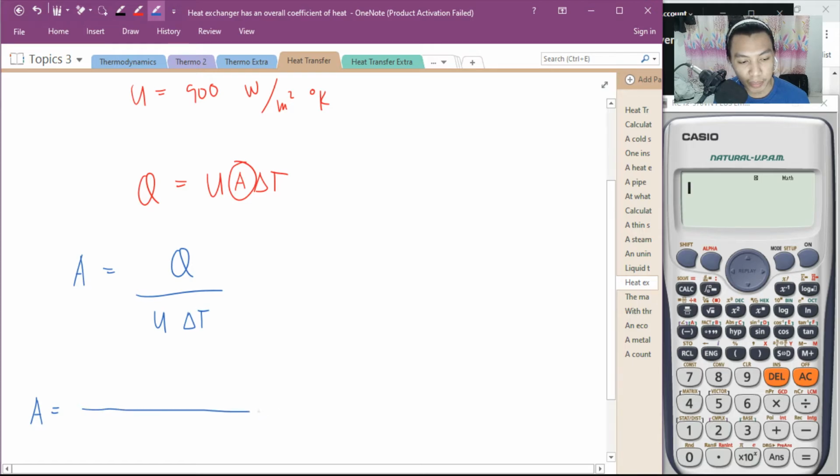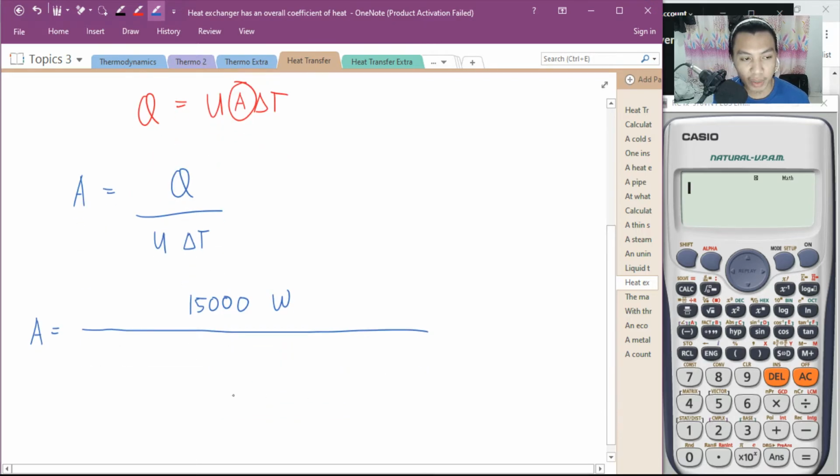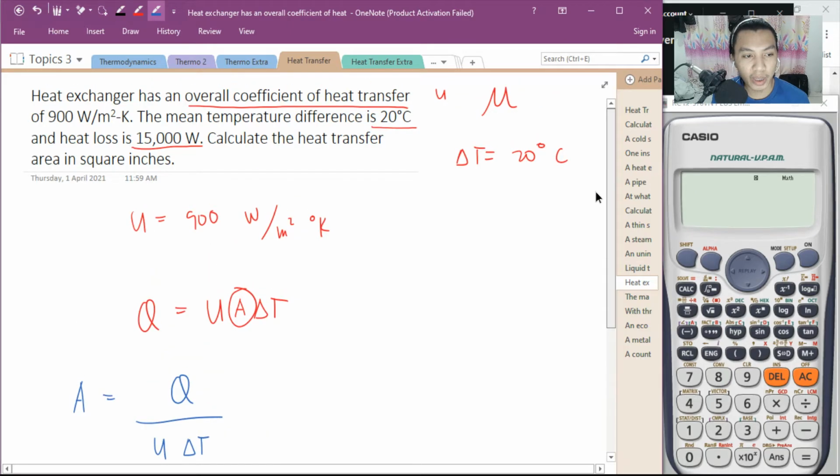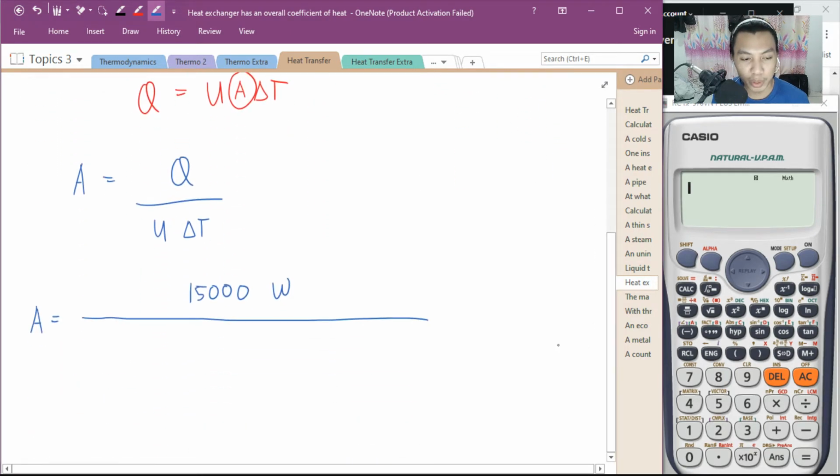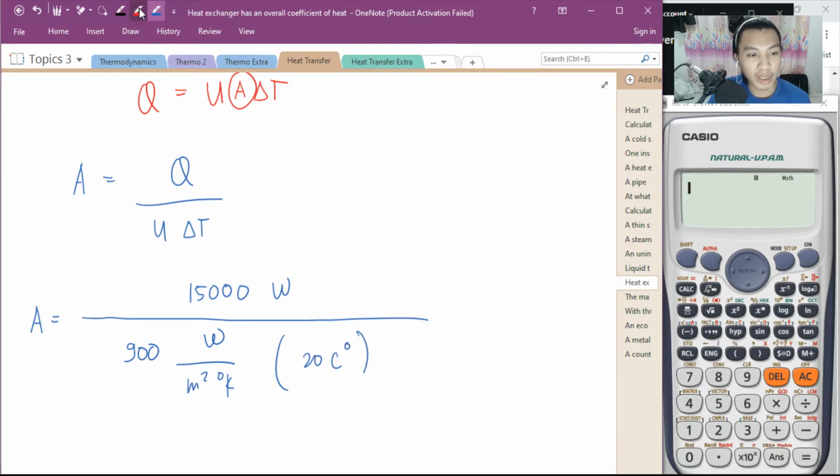The Q is 15,000 watts divided by U, 900 watt per meter squared degree Kelvin, multiply to the temperature difference, which is 20 Celsius degree. Okay, cancel na yon. Cancel natin yung mga same units. Okay. Ang matitira is meter squared.